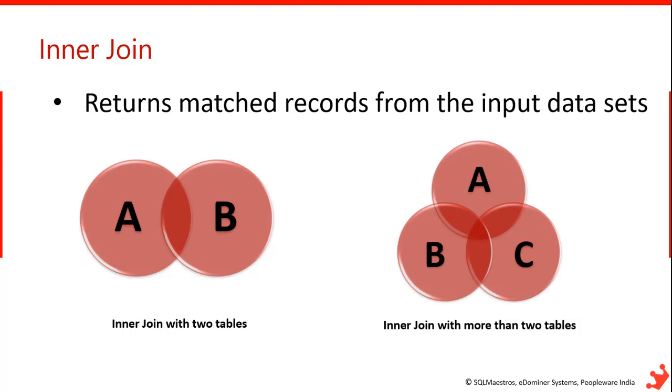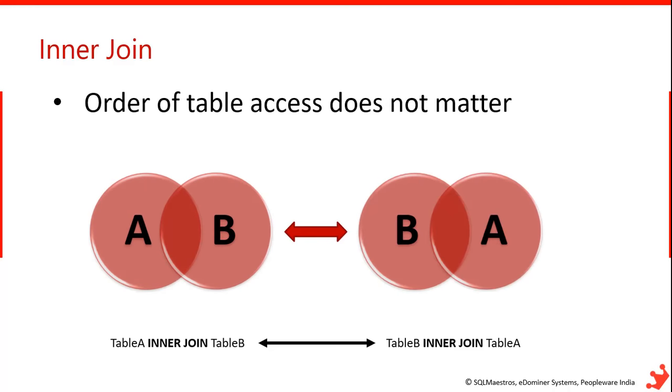So let us see a few more examples about inner join. If you see this example, applying inner join between dataset A and dataset B is equal to applying inner join between dataset B and dataset A. So even if you interchange the table order, the result set will not change just because it is inner join.